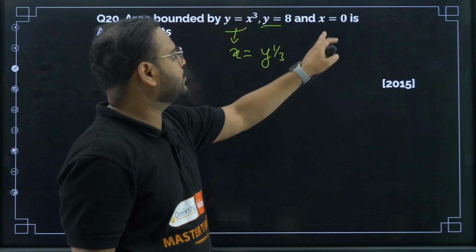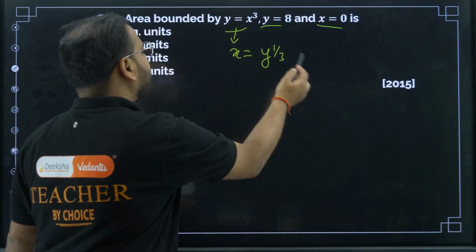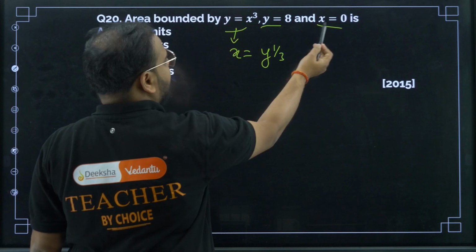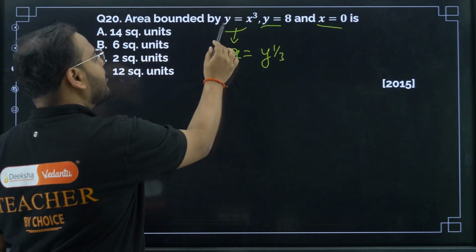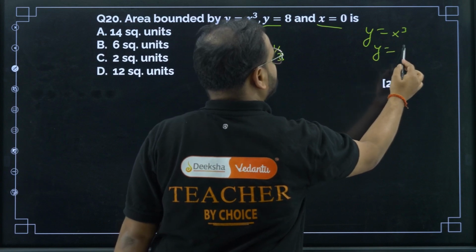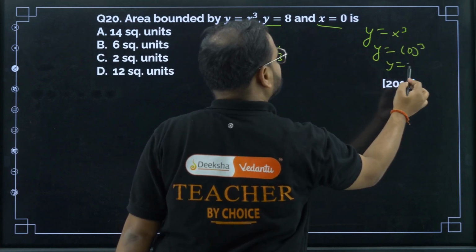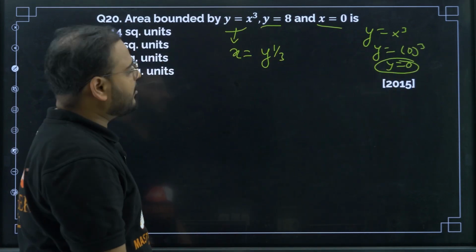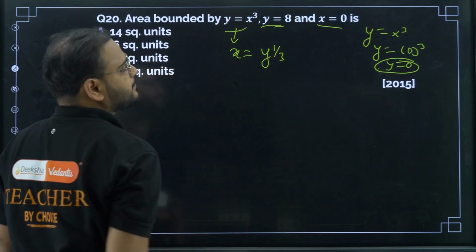Sir, how come it is x power 0? How do you take the y limit? Put the x power 0 over here in the function. X power 0 if you put, what is the y value? Y is 0. Sir, y equals to x cube is there. No. Put x equals to 0, so 0 cube will be what? Y equal to 0. So now I have limit condition from where to where? Y equal to 0 to y equal to 8.